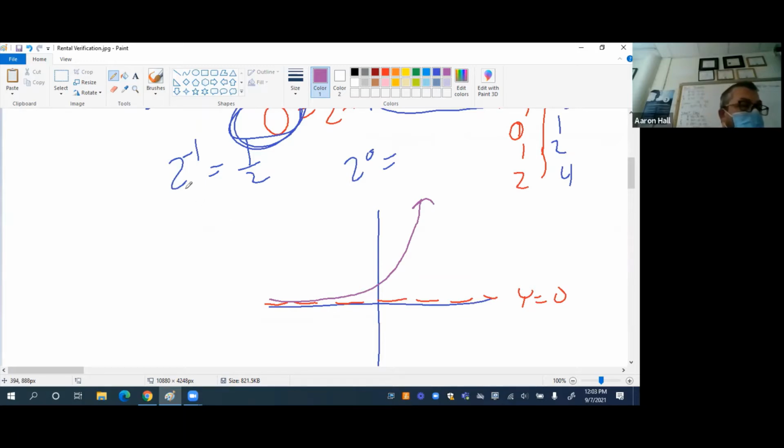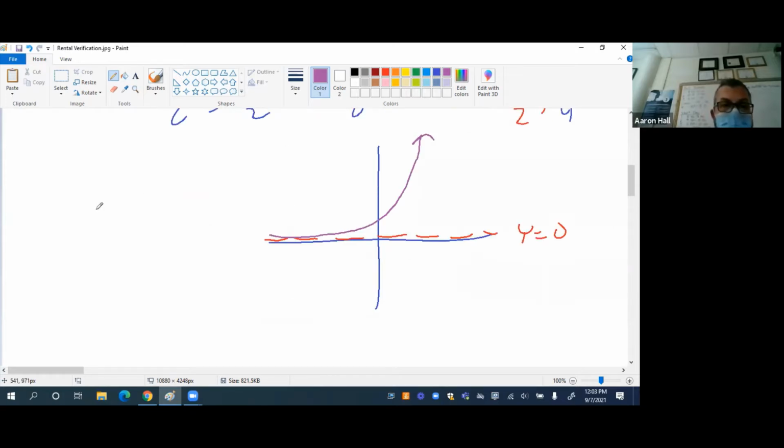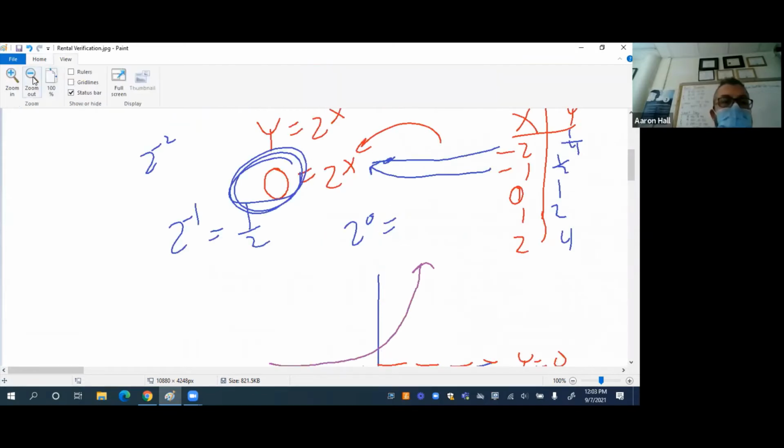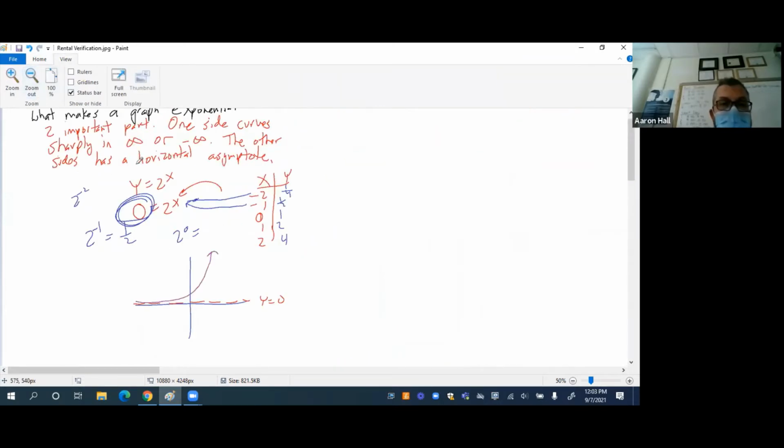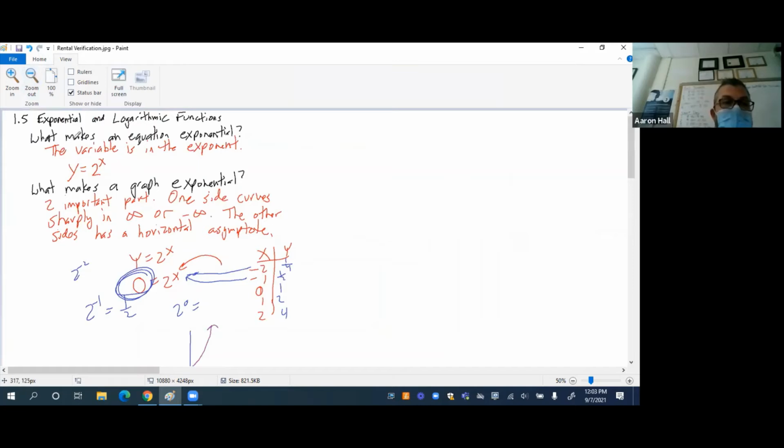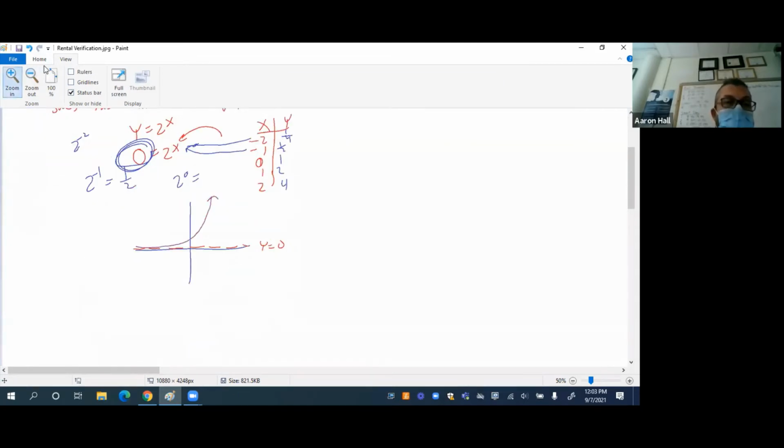All right, so I want to talk about transformations of an exponential. Let's scroll down here. If you're still writing, please let me know. I don't want to go too fast. So we talked about a graph that's exponential. We talked about an equation that's exponential. Now I want to talk about transformations.